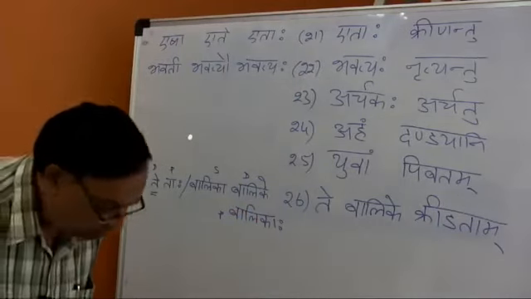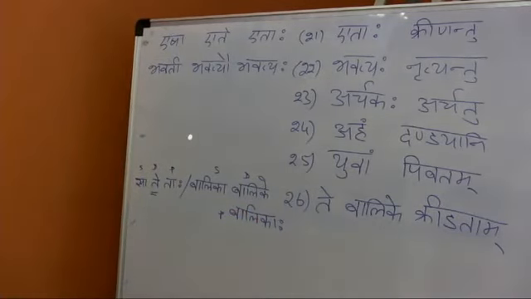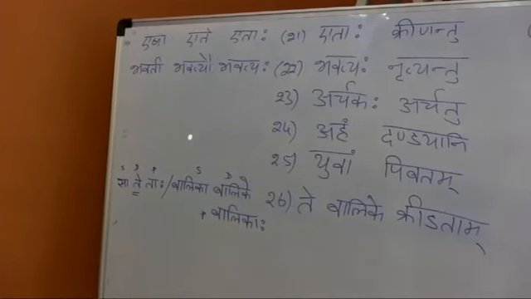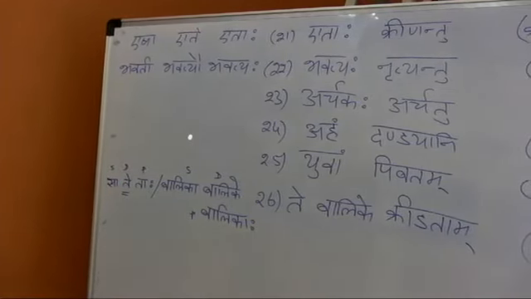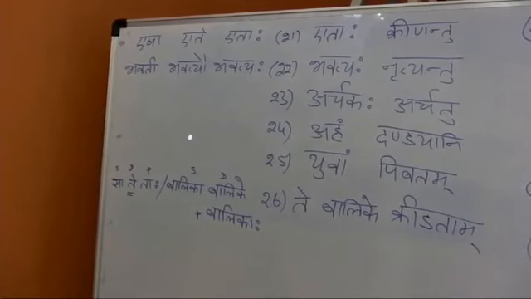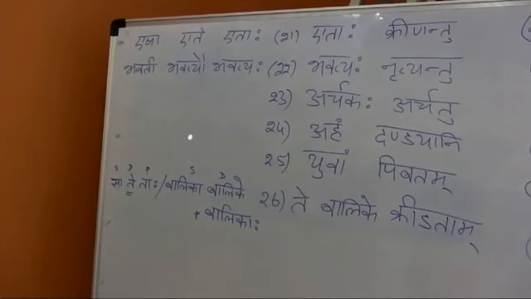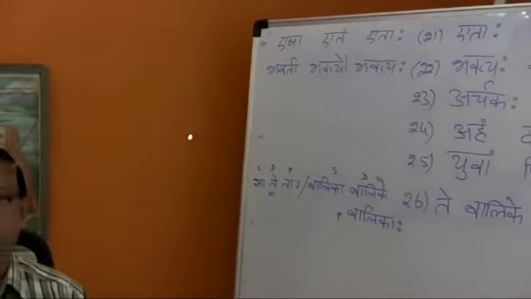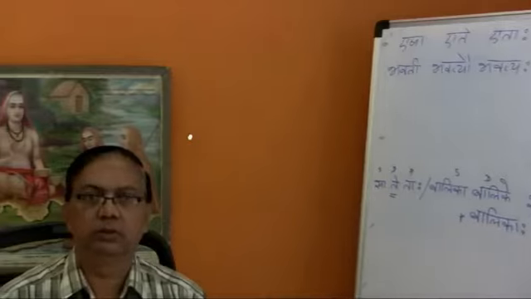So reading once more before we stop this class. Etaha krinantu, bhavatyaha nrityantu, archakaha archatu, aham dandayani, yuvam pibatam, te balike kridatam. So this is how the imperative mode in the three persons has to be done. We will study more in the next class. Shubham Bhuyat.